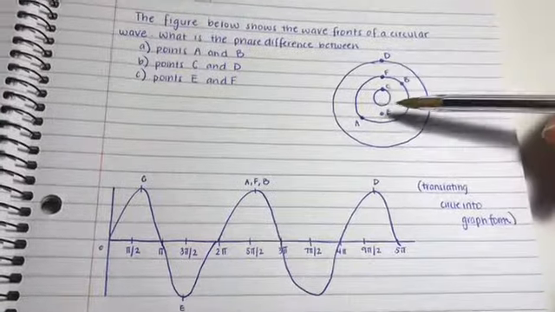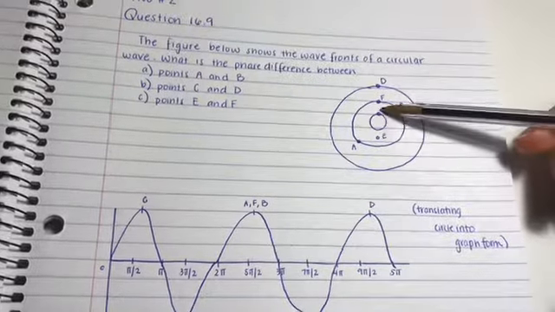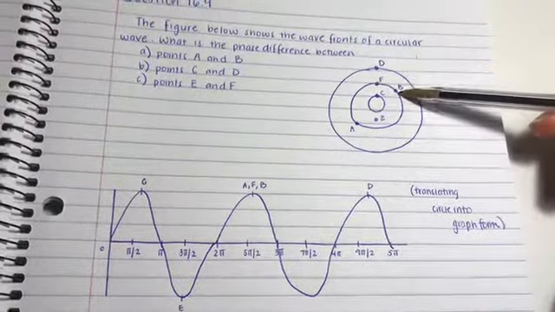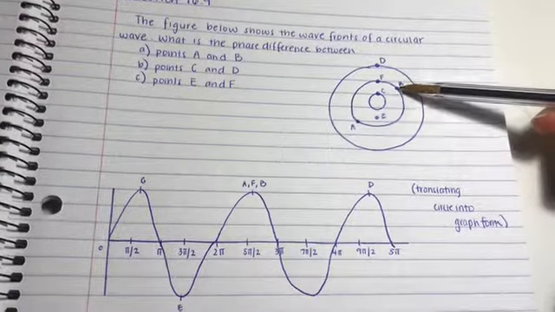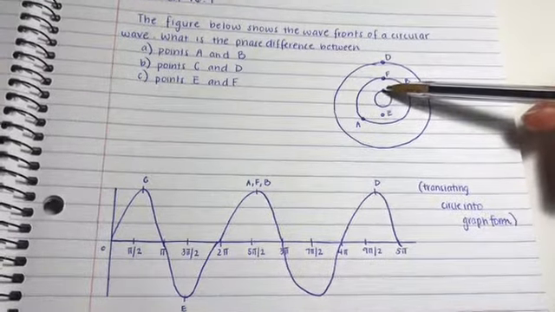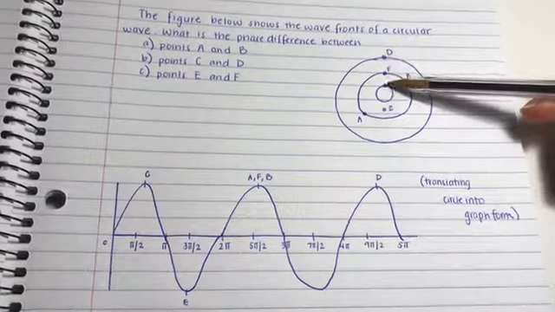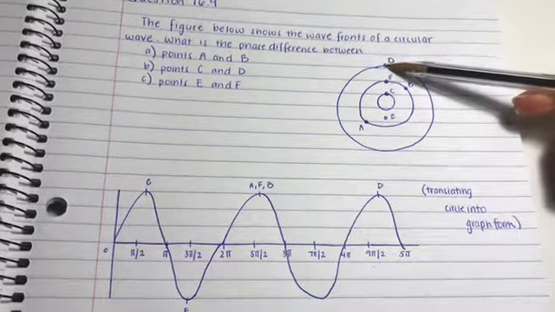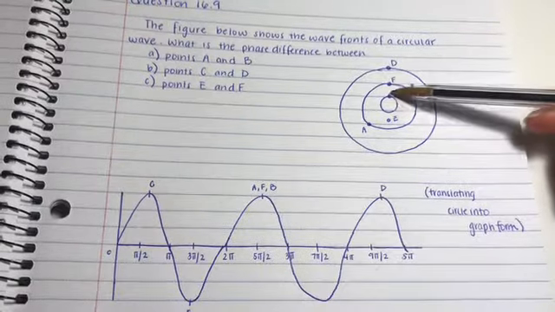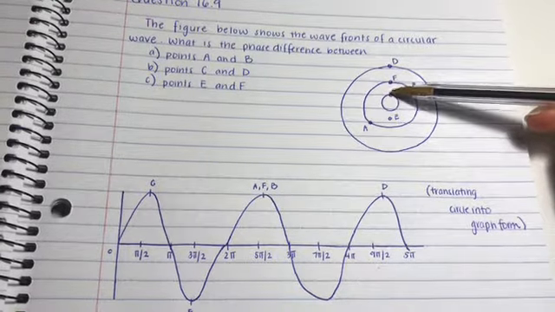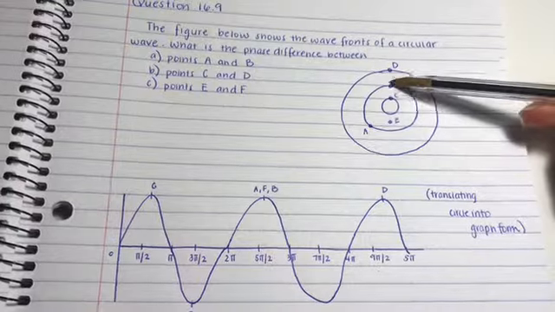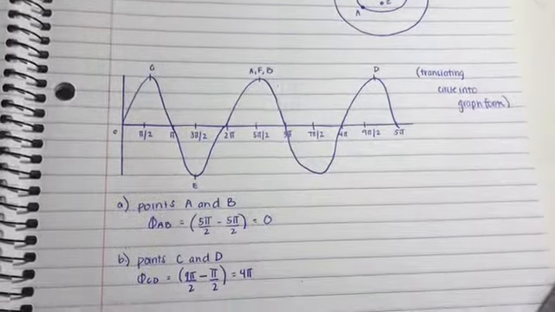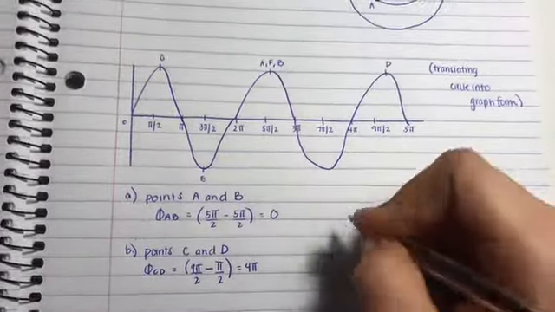Another way to look at this, if you want to look at the circle, we see that A and B are on the same wavefront, so their phase difference is going to be 0. And over here, for C and D, the phase difference is 4 pi, because from C to F it's 2 pi, and from F to D it's also 2 pi. But I think the graph makes it a little bit more clear in my opinion.